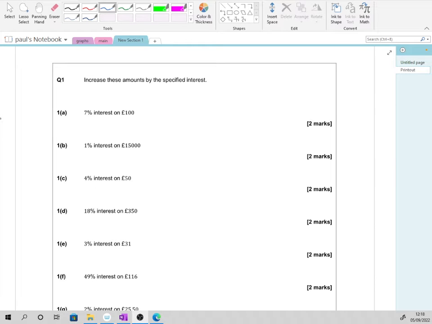Right, okay, interest and compound interest. You can use a calculator on all of these. We get 7% interest on £100. I'm going to try and teach you a different way to do this, because otherwise it will take too long. Normally what we would do is 7% times the 100, which equals 7, and then do 100 plus 7 equals 107.